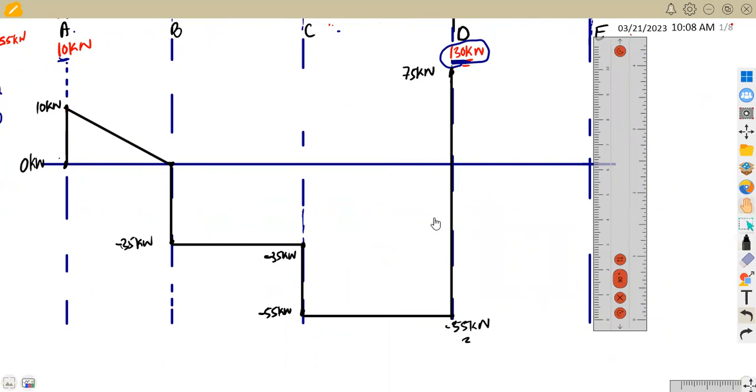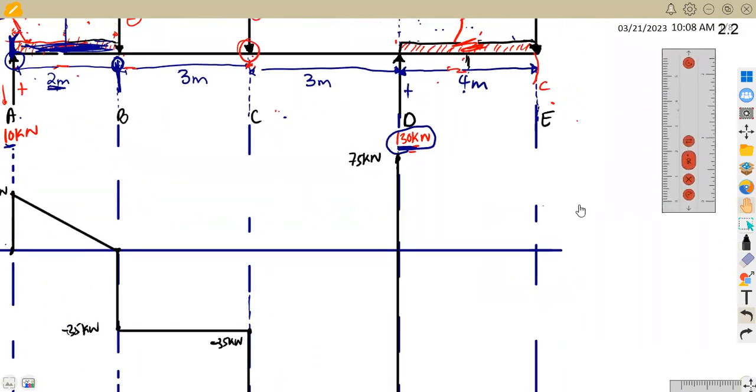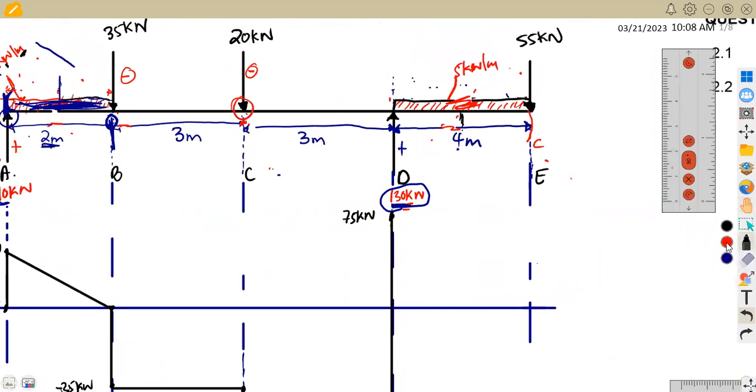Let's check what is happening between D and E. Between D and E, this is what we have. There is a distributed load of 5 kilonewton per meter for the 4 meters. So at 75 kilonewton, we are going to subtract the distributed load of 5 kilonewton for the 4 meters that we are given, which is 75 minus 5 times 4, so which is now at 55.